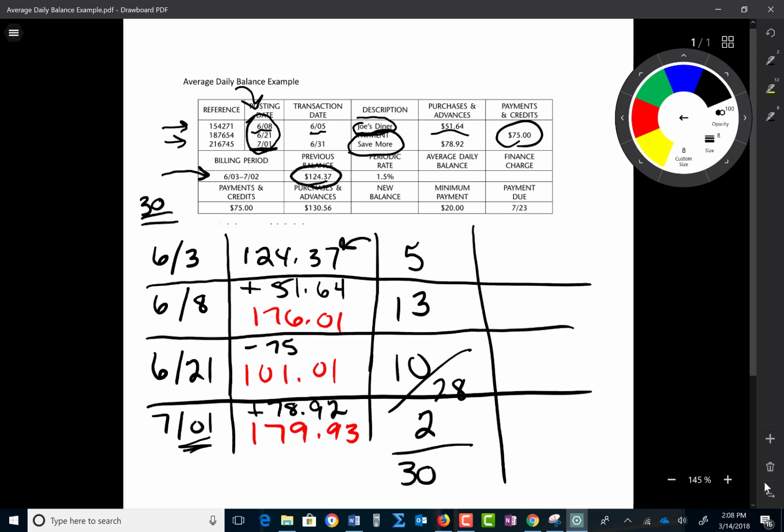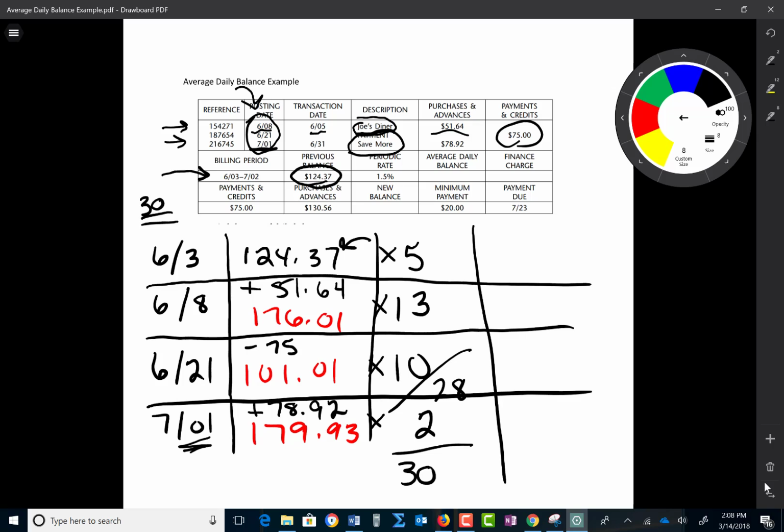Now, in order to get an average, what you would do is you would take that first balance of 124.37 and you would add it up 5 times. And then you would add up 176.01 13 times, and 101.01 10 times, and 179.93 2 times. Or you could just multiply those balances by the number of days that it stayed that way.